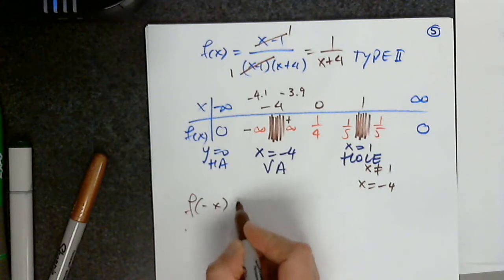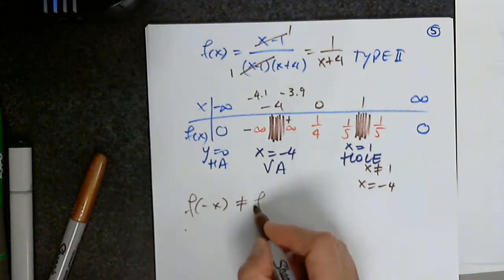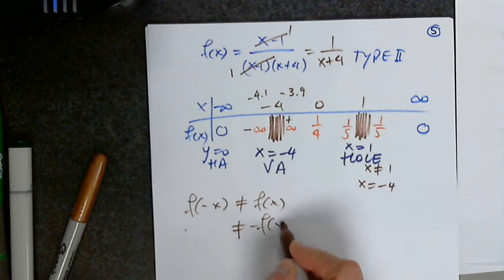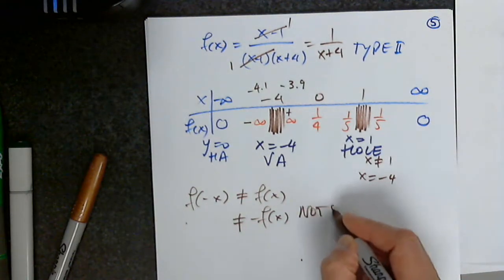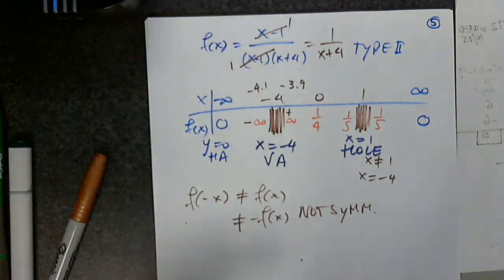So f of -x I will write does not equal what? Which would have been an even function. And it definitely does not equal -f of x, which would have meant an odd function, symmetric with respect to the origin. Very good. So I will say not symmetric. And now I can go back and graph the function.